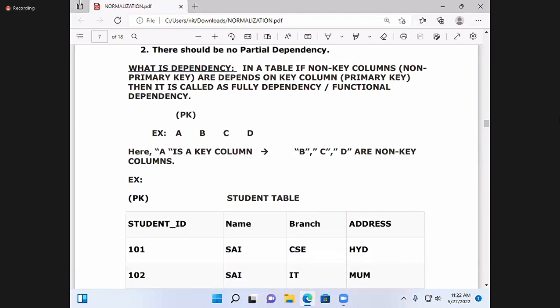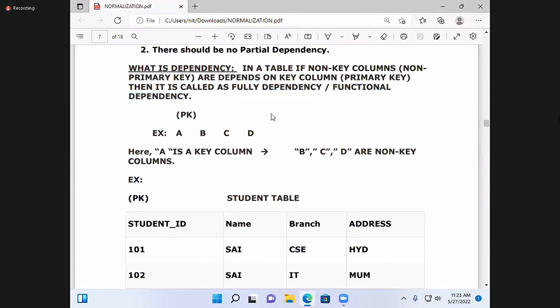Now let me read. I think all of you got this document now. So what is dependency here? Observe. In a table, if non-key columns, and what is meant by non-key columns? In the bracket I have given non-primary key column. So a non-key column is nothing but a non-primary key column. If non-primary key columns depend on the key column, and key column means primary key column, then it is called full dependency or functional dependency.